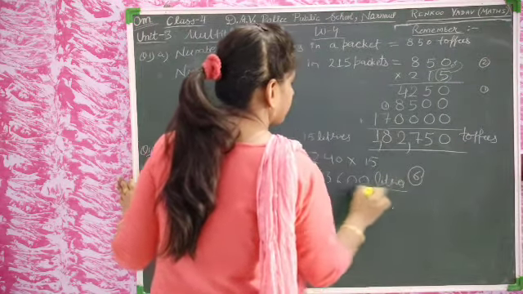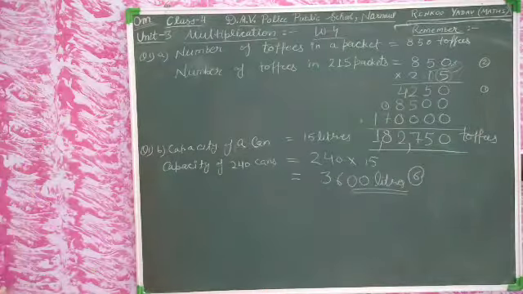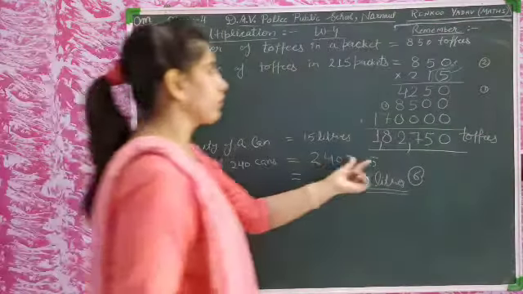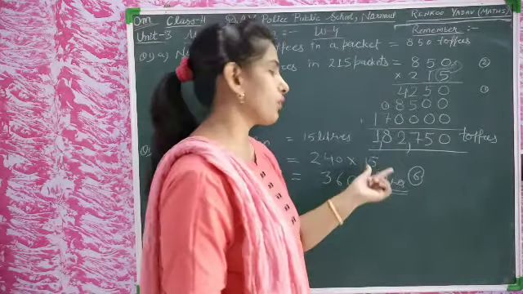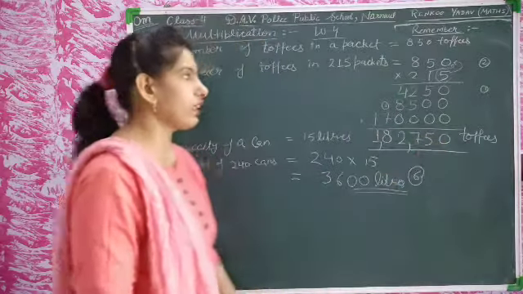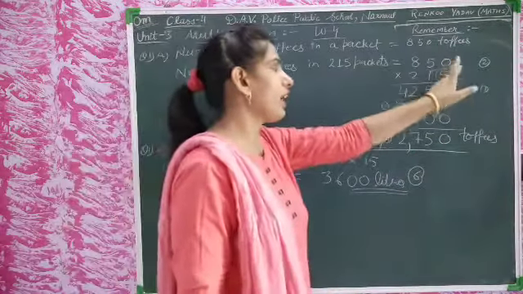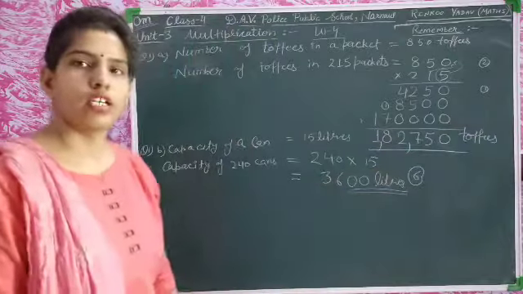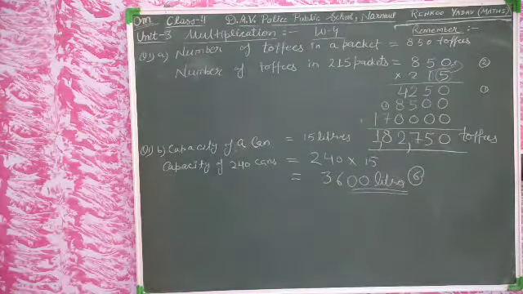Is this clear, students? This will get the answer here. You can directly multiply if you know about the table here. If you don't know, then write down this type and try to multiply here. Okay, students, now we will go to the next question here.